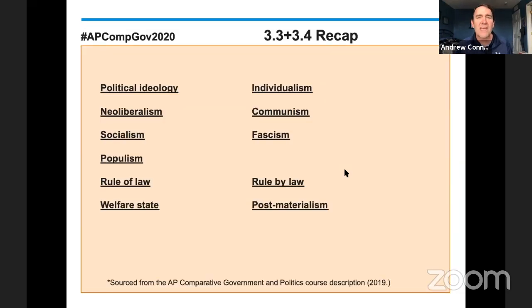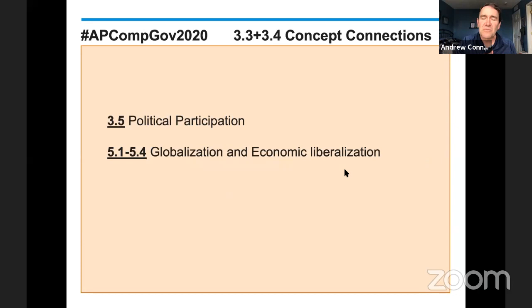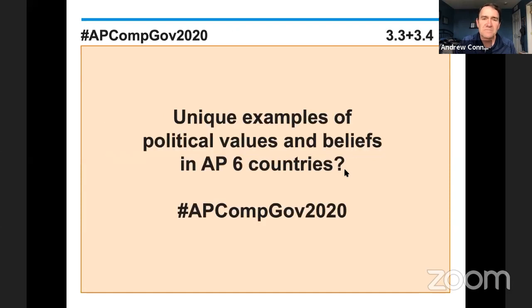So we were looking at political ideologies, political values, political beliefs today. Lots of definitions. Make sure you go back and review your vocabulary and those core concepts. And today's topic has a bunch of those core concepts. These connect, you'll see tomorrow, to political participation, topic 3.5. And you've heard me talk about some of these concepts earlier when I was looking at some specific lessons from Unit 5.